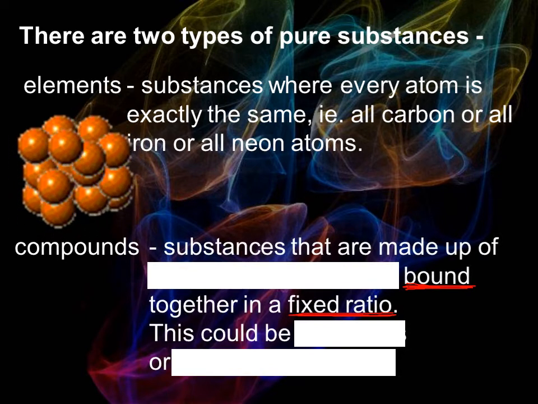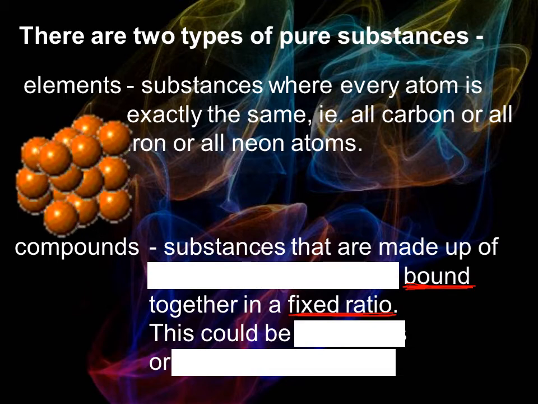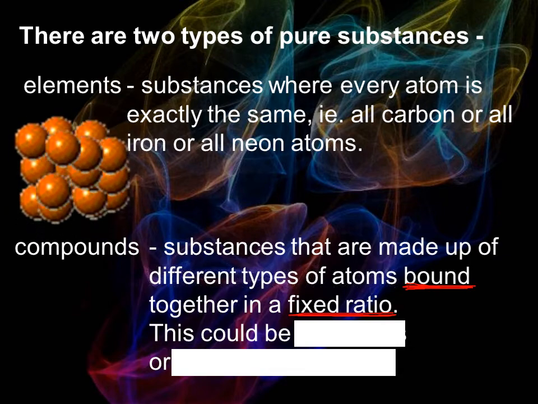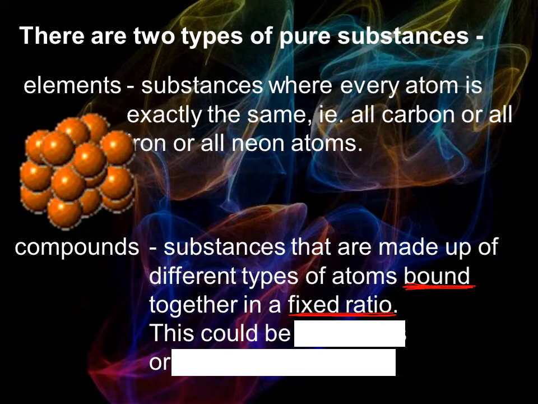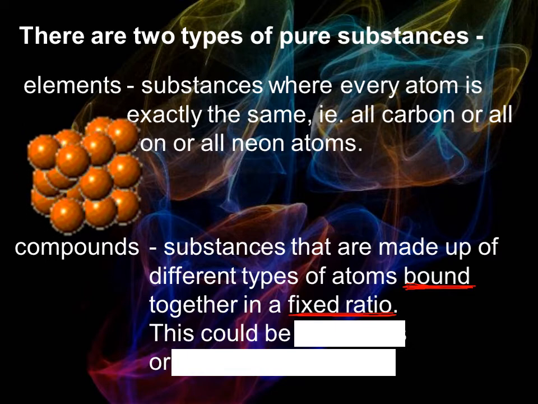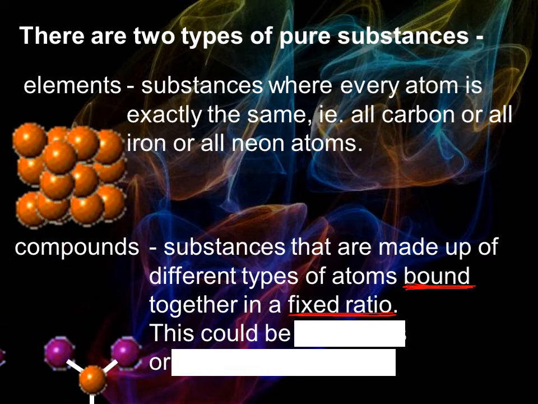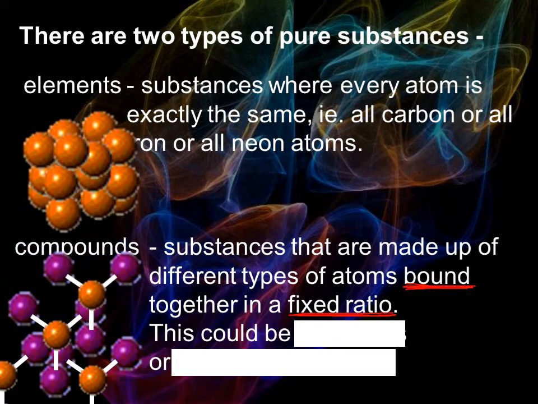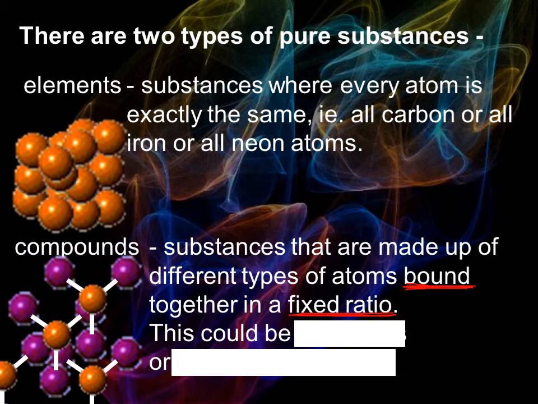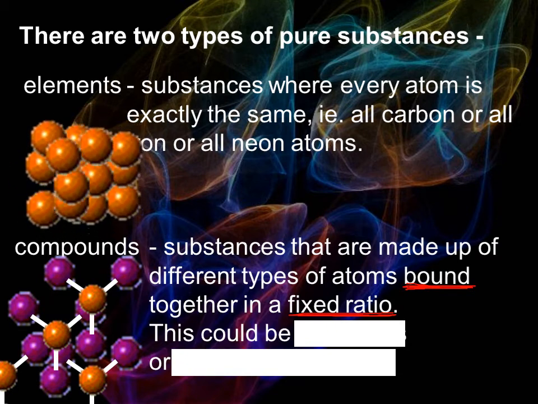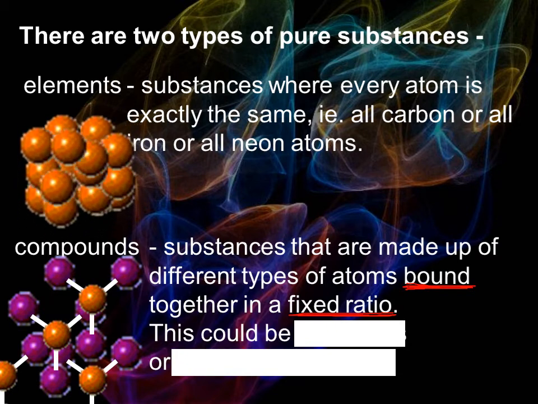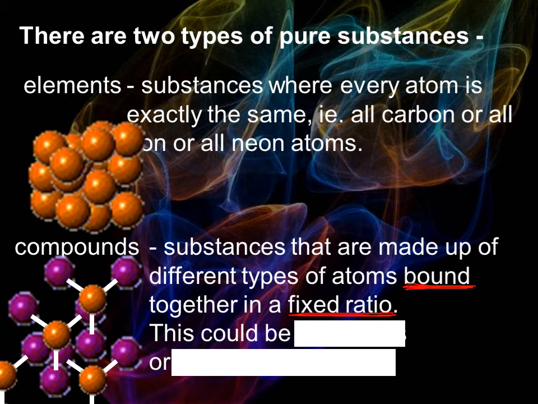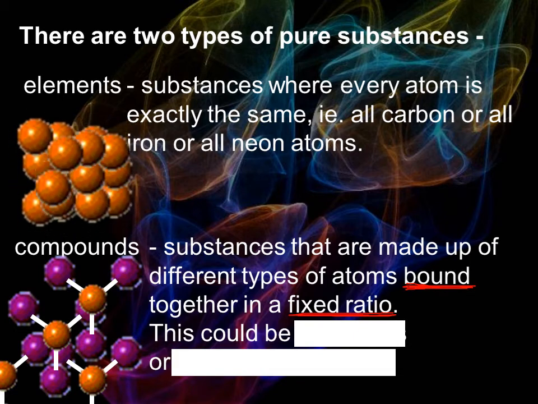So then what does that mean a compound is? Well, if there's two types of pure substances, one where all the atoms are the same, or ones where all the molecules are the same, then a compound would be when you have different atoms, but they are bound to each other. So it's really important. They have to be bound to each other. Not just different atoms, but different atoms bound to each other in, and this is a fancy term, fixed ratio.